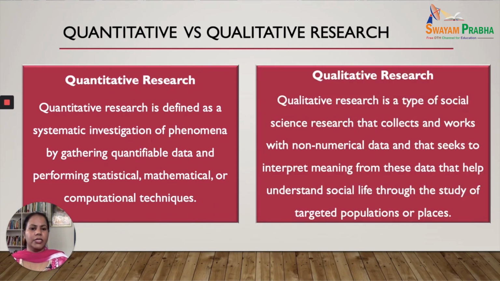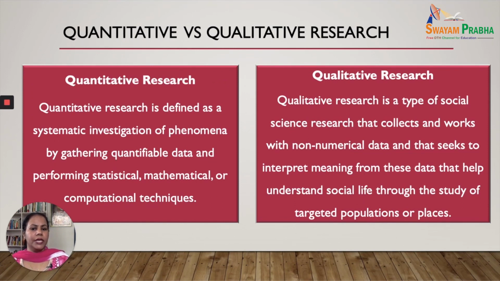Now let us talk about the qualitative research. So qualitative research is a type of social science research that collects and works with non-numerical data. So please remember, it works with the non-numerical data, which is usually in narrative form, and that seeks to interpret meaning from these data that help understand social life through the study of targeted populations or places. So here we collect the in-depth data which is in narrative form, which is non-numerical data, and from that in-depth data we interpret the meaning and we try to understand some phenomena, particularly social phenomena.